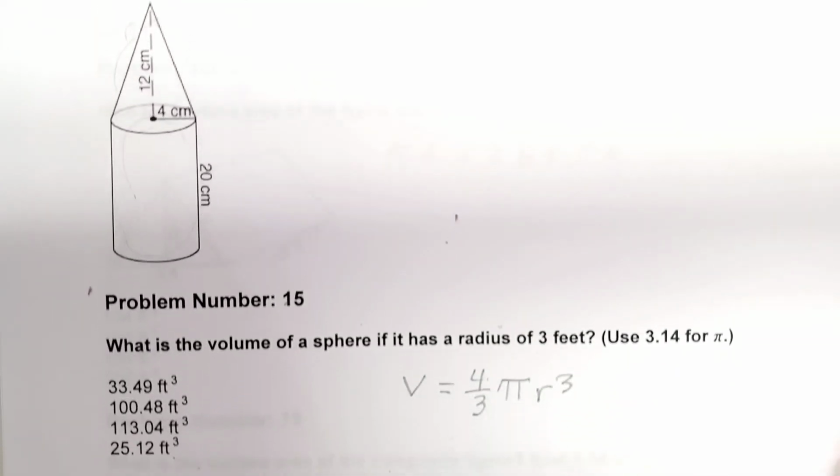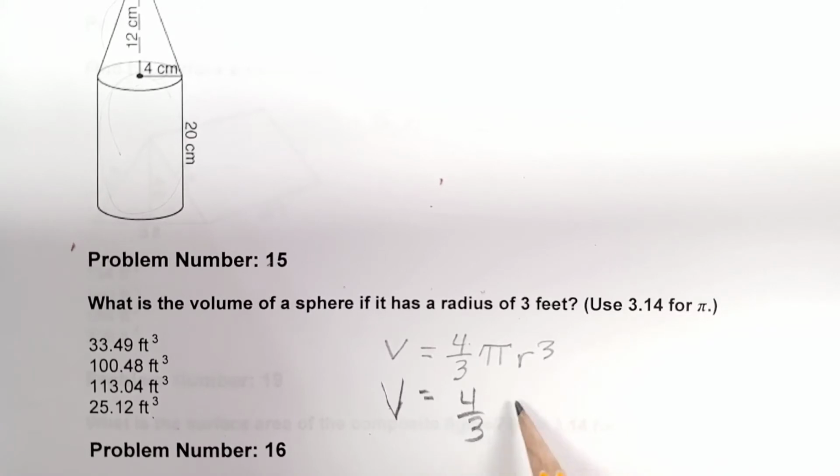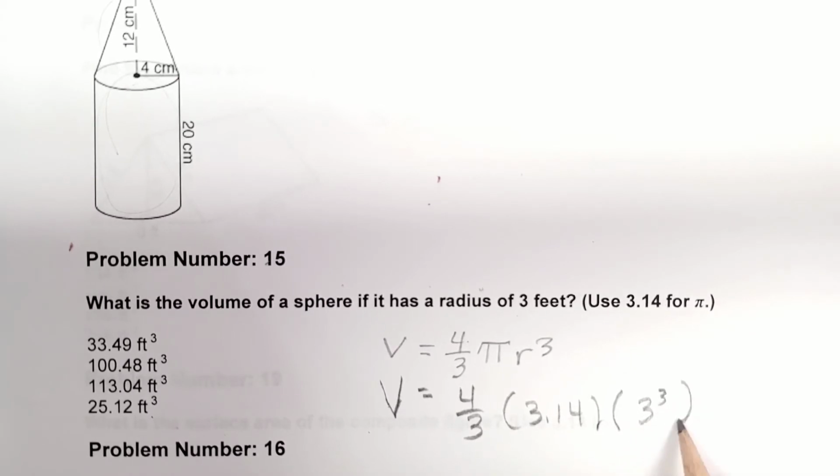All right. Problem number 15. What is the volume of a sphere if it has a radius of 3 feet? Okay. So volume of a sphere is 4/3 times pi times radius cubed. So 3 cubed. That doesn't mean 3 times 3. That means 3 times 3 times 3, which is 27.